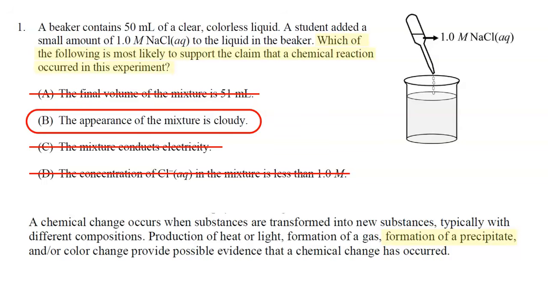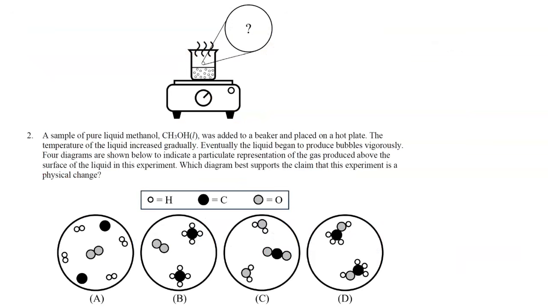Now let's take a look at question 2. In question 2, we see a diagram with a beaker on a hot plate. It says a sample of pure liquid methanol, CH3OH, was added to a beaker and placed on a hot plate. The temperature of the liquid increased gradually. Eventually, the liquid began to produce bubbles vigorously. 4 diagrams are shown below to indicate a particulate representation of the gas produced above the surface of the liquid in this experiment. Which diagram best supports the claim that this experiment is a physical change?